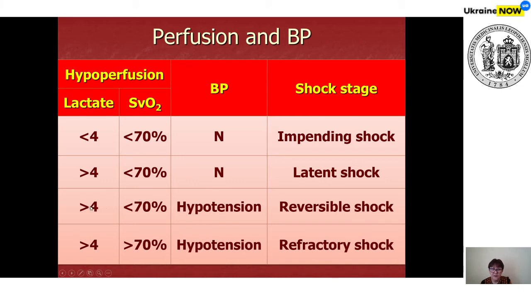If in this patient with high lactate and low venous saturation, arterial blood pressure decreases, very often at this stage we diagnose the shock. It's a reversible shock stage. But if in this patient with hypotension and high lactate level, venous saturation increases, it's not a good thing, it's refractory shock. The tissue cannot consume oxygen. The good situation will be when first blood pressure normalizes, then lactate decreases, and only after this venous saturation increases.